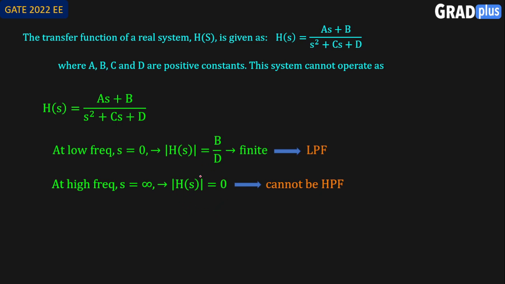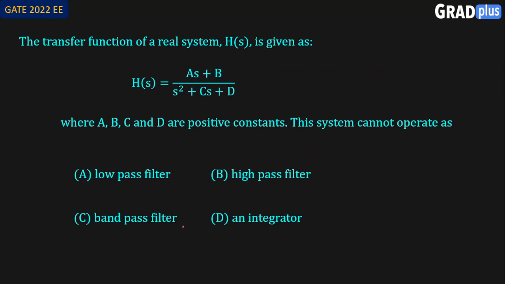That means the high frequency component will not pass. So this filter will not act as a high pass filter. So directly we can say that this system cannot operate as a high pass filter. Now don't go for the other options, because from these two it is clarified that for high frequency the system is showing 0 output. That means the high frequency component will not pass through this system. So here the correct option will be the second option, that is option B, high pass filter.